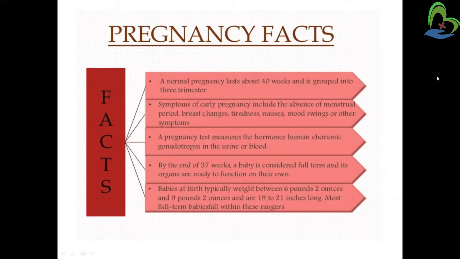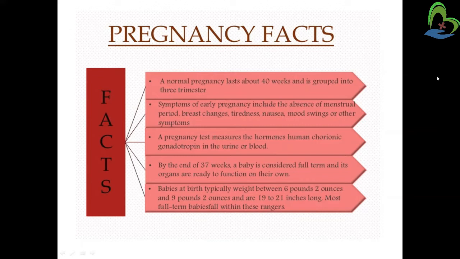Now, pregnancy facts. A normal pregnancy is about 40 to 42 weeks and is divided into three trimesters. So the whole pregnancy is divided into three trimesters: first trimester, second trimester, and third trimester.